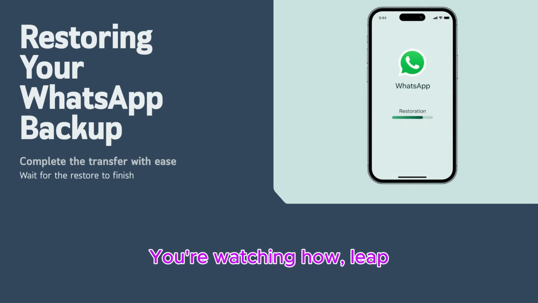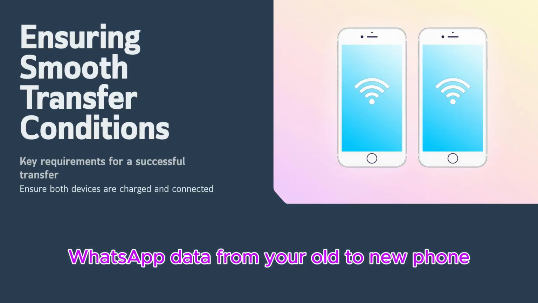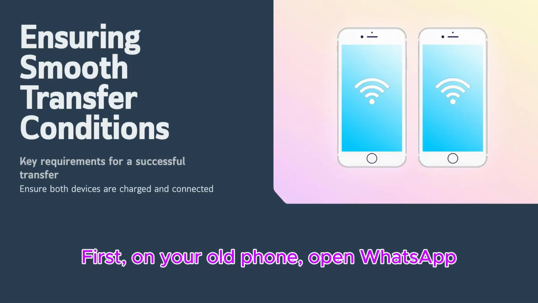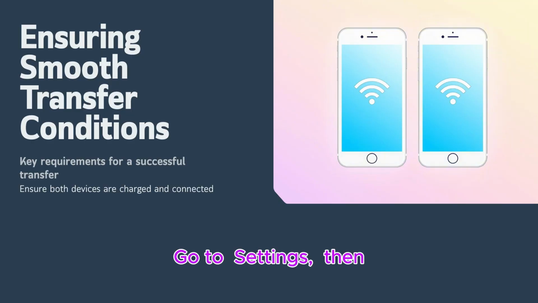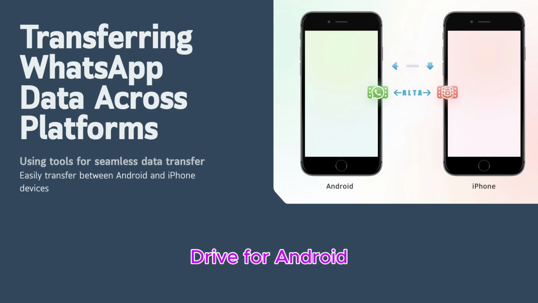You're watching how Leap lets transfer all WhatsApp data from your old to new phone. First, on your old phone, open WhatsApp, go to Settings, then Chats, tap Chat Backup, tap Backup to create a fresh backup to iCloud for iPhone or Google Drive for Android.